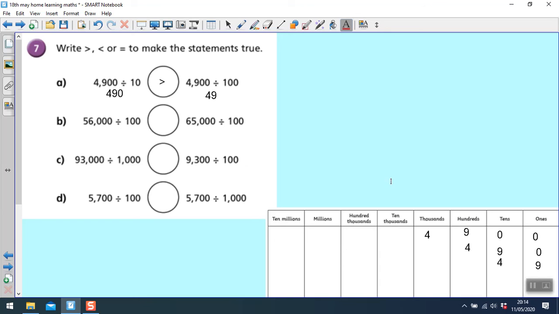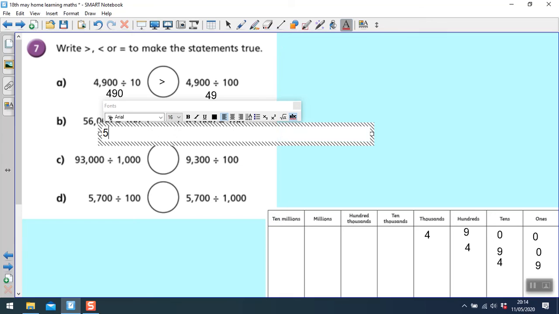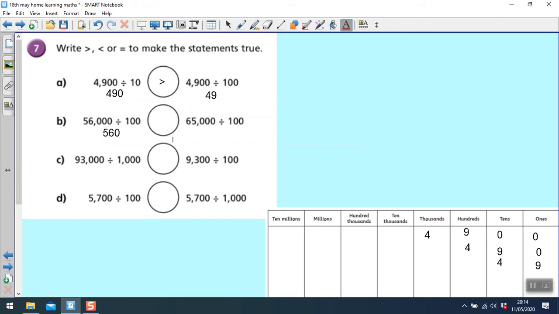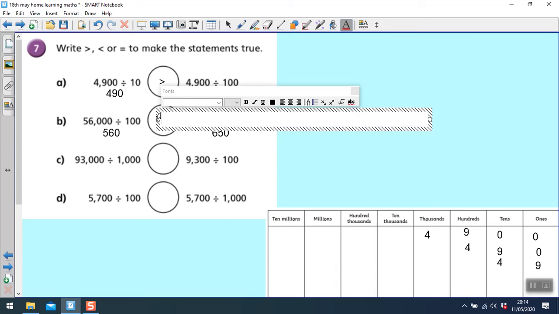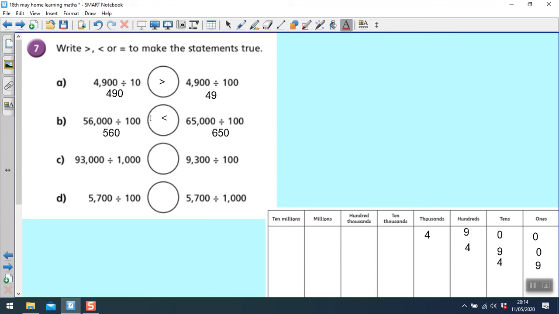56,000. That's 5 tens of thousands. It's going to divide by 100, so jump 2 places and become 560. 65,000, that's a 6 and a 5. They're going to move 2 places to the right, and that 6 is going to become 600s. So 650. 650 is bigger than 560, so the crocodile's mouth will point towards the 650.